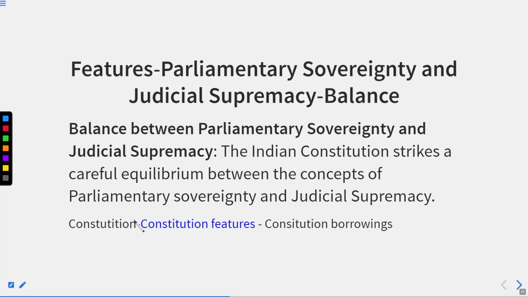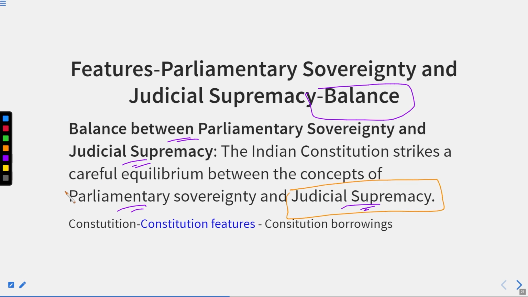Parliamentary sovereignty and judicial supremacy, and their balance. Basically, the balance between parliamentary sovereignty and judicial supremacy is our primary concern. The Indian Constitution strikes a careful equilibrium between the concept of parliamentary sovereignty and judicial supremacy. It means that because we have a written constitution, the parliament and the government are not so free to decide things altogether. That gives an edge to the judiciary or judicial supremacy.